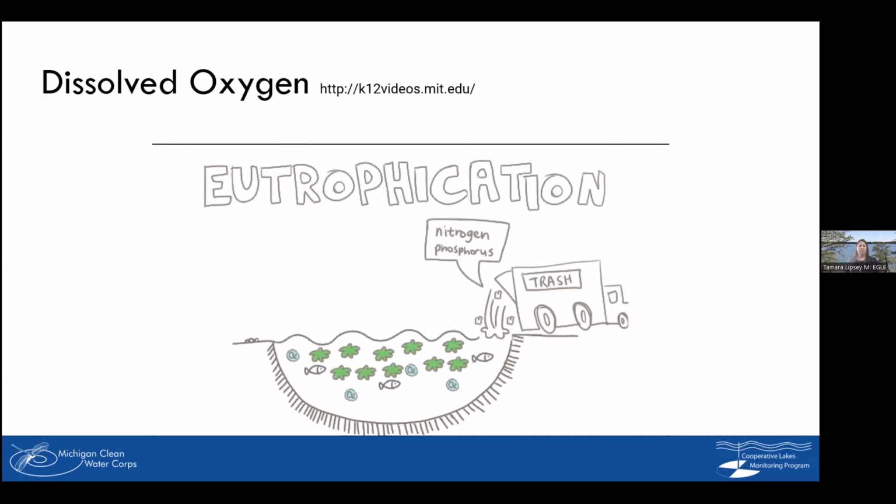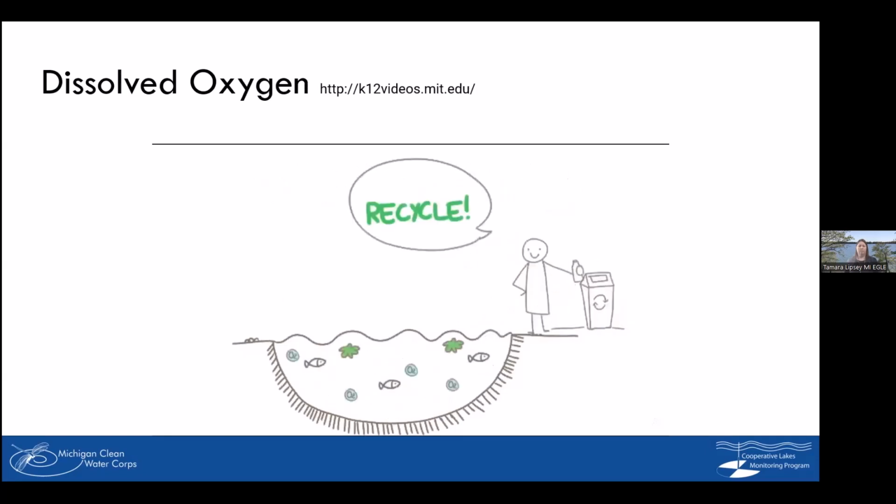Aren't plants good though? Don't they produce dissolved oxygen? Well, yes, but when they die, they sink to the bottom of the lake and decay there, and this decay uses up all the oxygen in the lake. With no oxygen to breathe, the fish and other animals die and the lake becomes unhealthy. So throw your trash properly and recycle. Together we can preserve our marine and freshwater ecosystems.